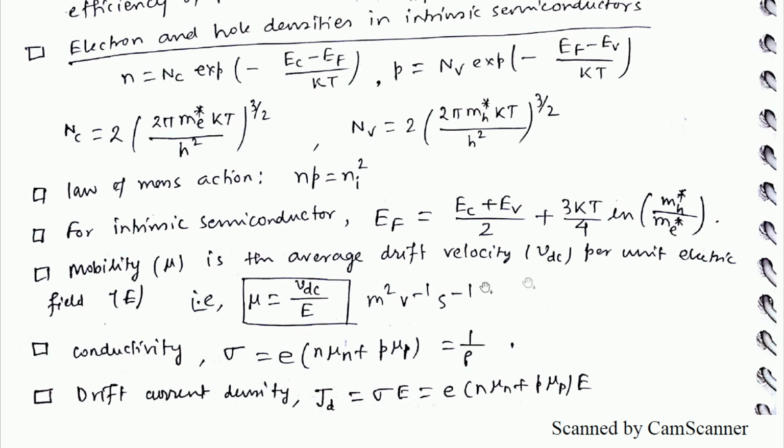Mobility mu is the average drift velocity vd per unit electric field, meaning mu equals vd by E, and the unit is meter square volt inverse second inverse. Conductivity sigma equals e into (n mu n plus p mu p) equals 1 by rho, where rho is the resistivity. Drift current density Jd equals sigma into E. Sigma equals e into (n mu n plus p mu p), and E is the electric field. So Jd equals this. This formula is also very important.